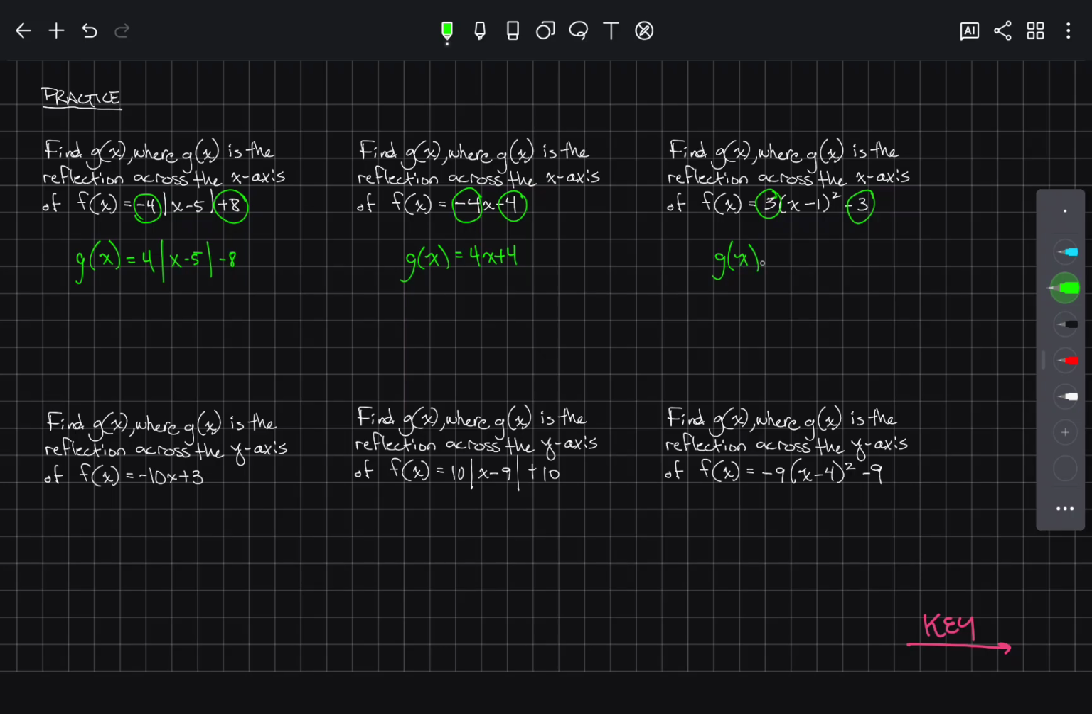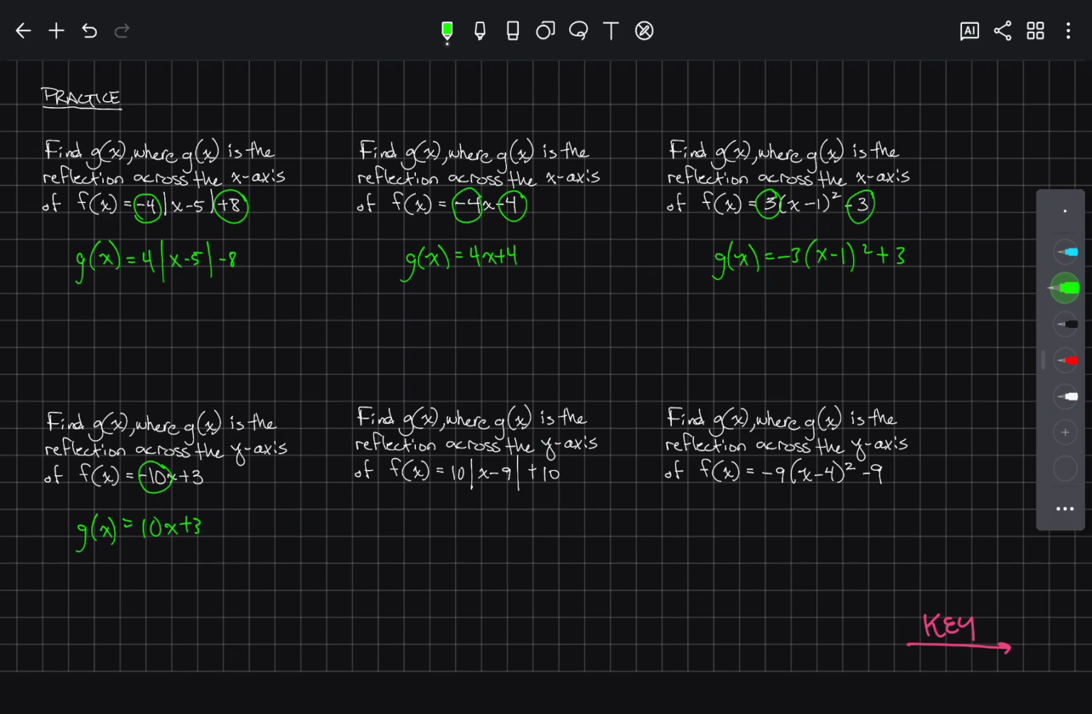So g of x equals -3 times (x minus 1) squared, plus 3. Now to go over the y-axis. We know that over the y-axis, there's not going to be any change in vertical shift, so all we're doing is manipulating the opposite of the x, which is going to be right here. Take the opposite of that, positive 10 plus 3. So vertically it stays the same, but it does shift to the other side of the y-axis.